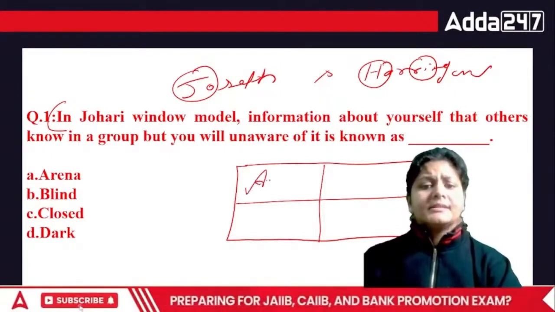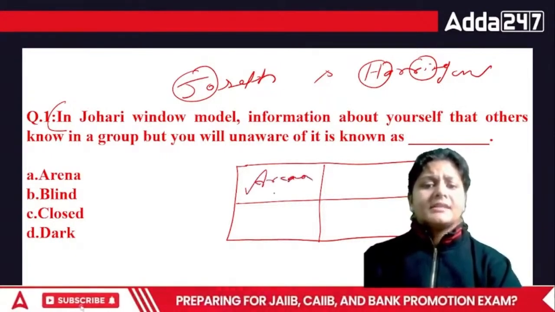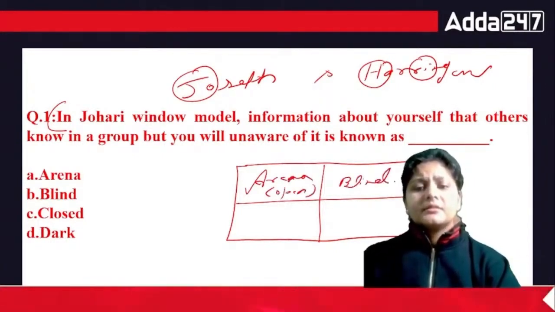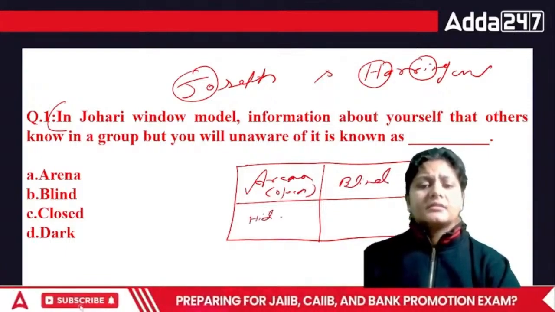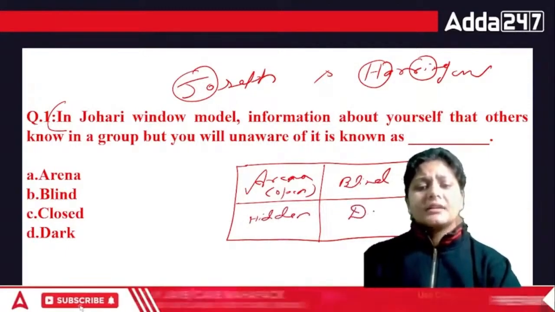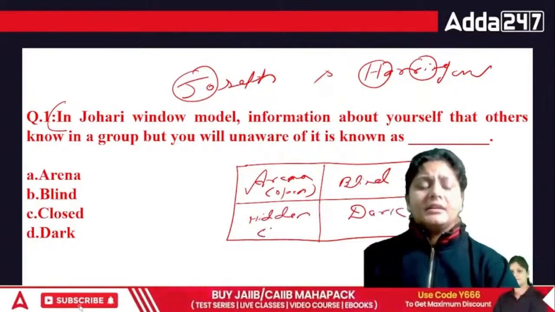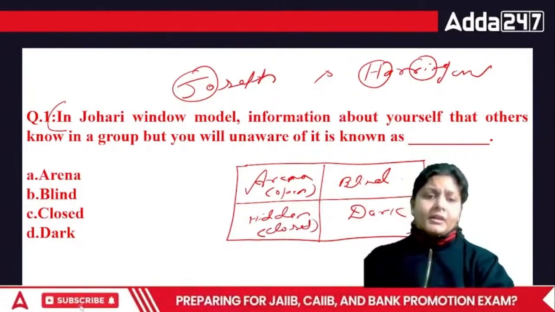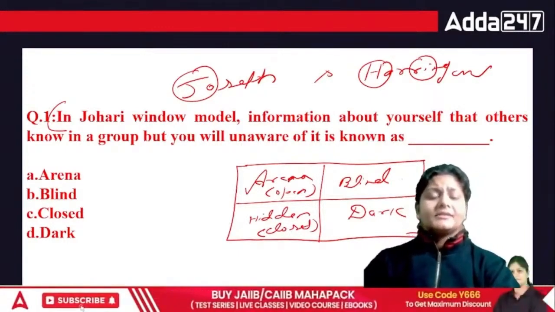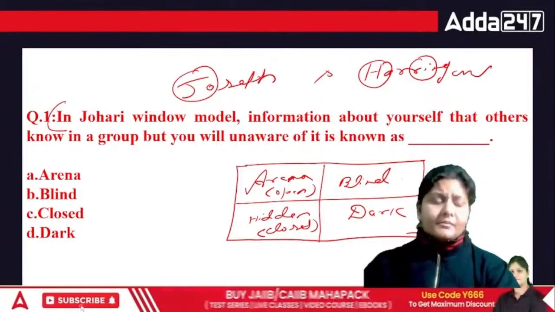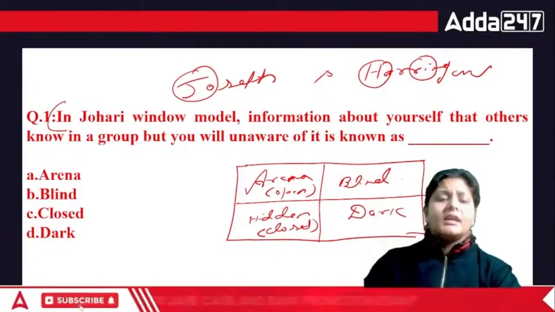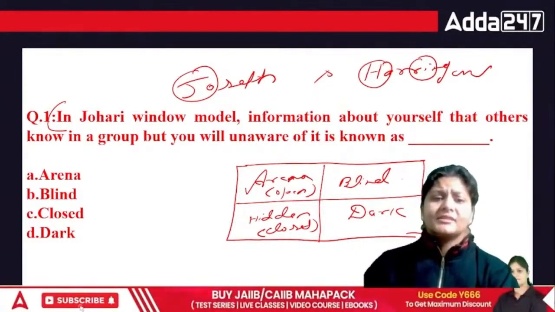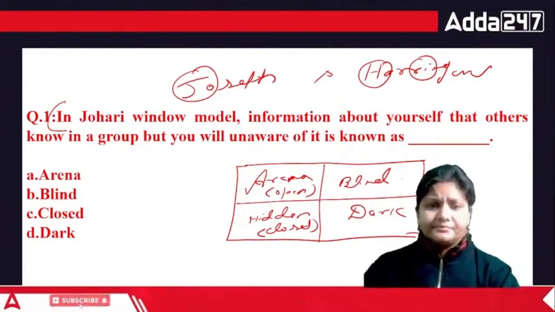Number 1 is the arena, which is the open quadrant, right? This one is the blind, this one is the hidden or closed, and this one is the dark. So this is A, B, C and D. The arena is the open quadrant, the quadrant where the information lying under the arena is known to self and known to others.